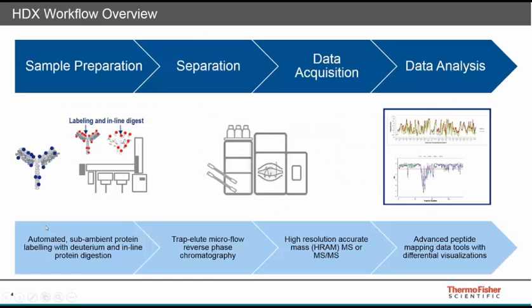The workflow consists of 4 steps that are shown here. The first one relates to the sample preparation that entails the labeling steps, so the exposure to the D2O, and also the inline digest using the immobilized enzyme. The resulting peptides are then separated using chromatography. MS data are acquired on a mass spectrometer, and then sophisticated software is required for the data analysis.